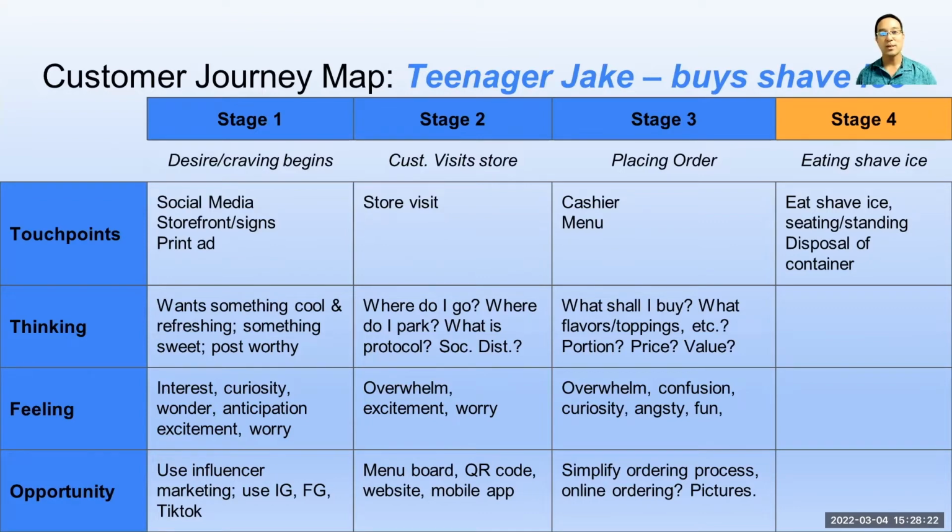And the example I'm using here is Jake, a teenager who's buying shave ice from a shave ice stand. So now let's talk about the value stream map.